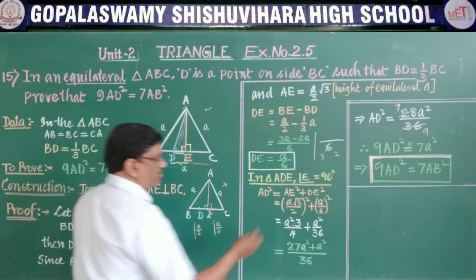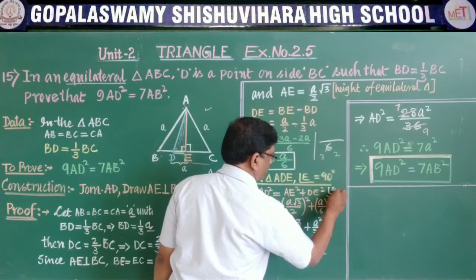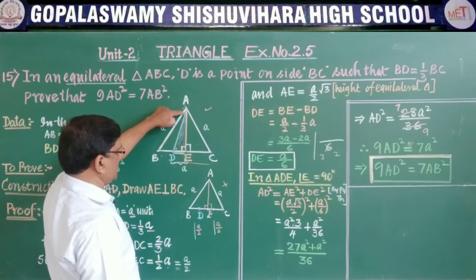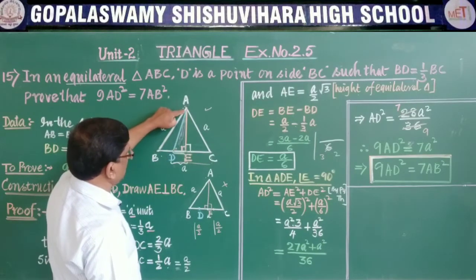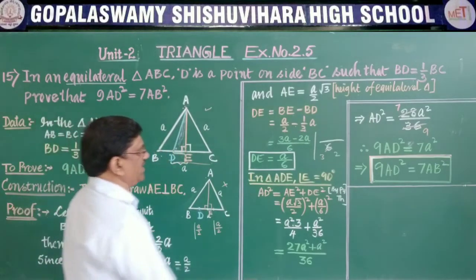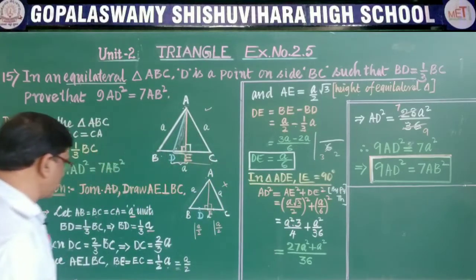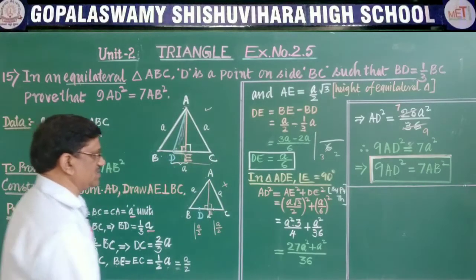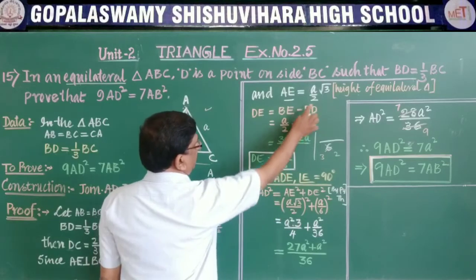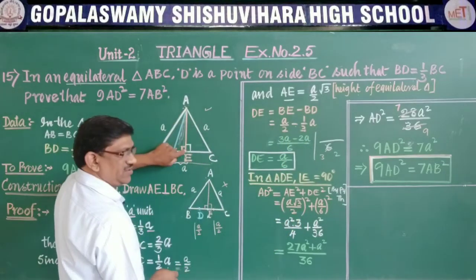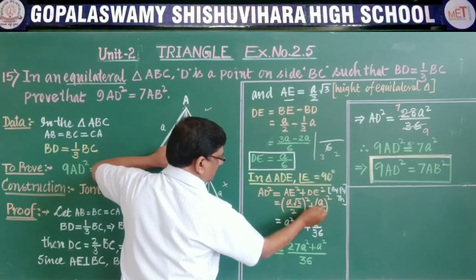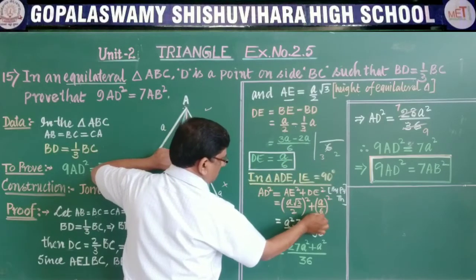So by the Pythagoras theorem, what does it become? AD square is equal to AE square plus DE square. But what is AE equal to? AE is equal to A into root 3 divided by 2, that is nothing but the height of the equilateral triangle, plus DE, which is equal to A by 6, whole square.